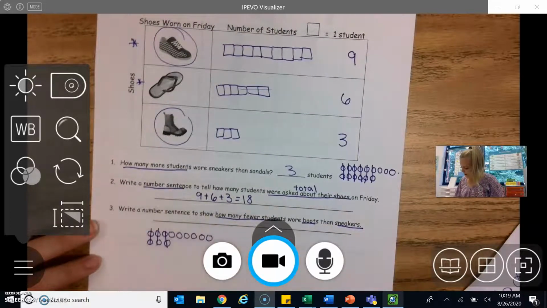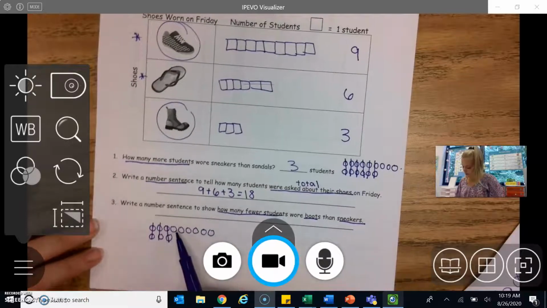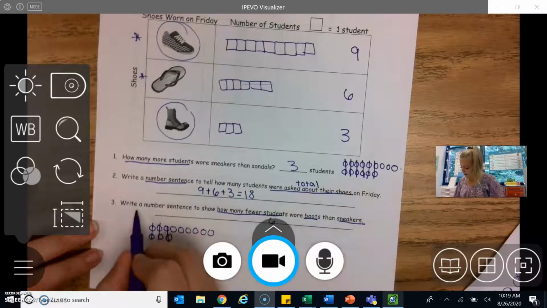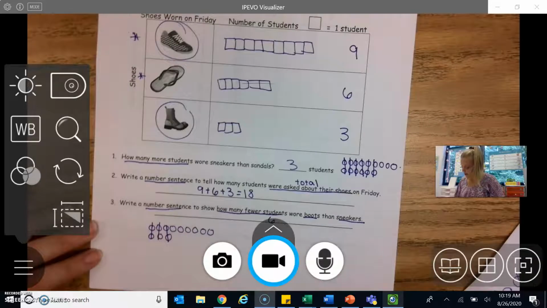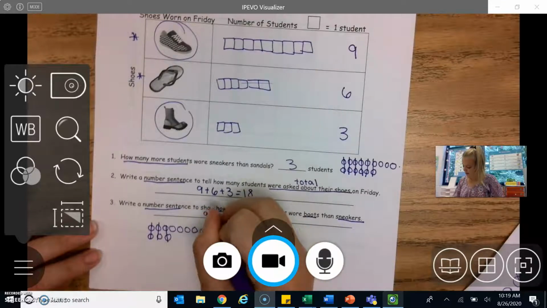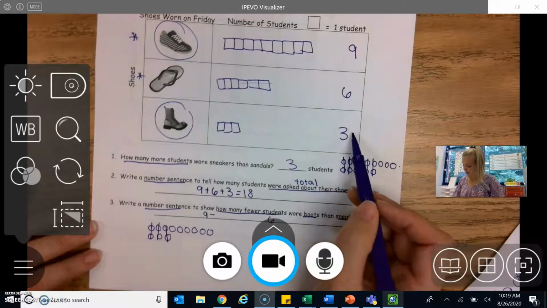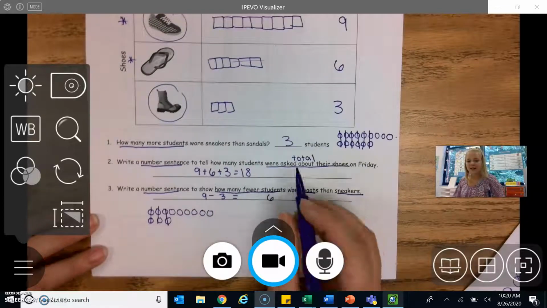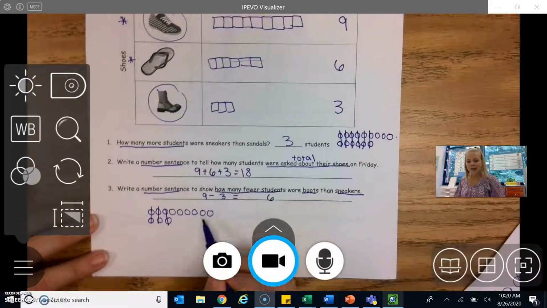Cross out our pairs. How many do I have left? 1, 2, 3, 4, 5, 6. I have 6 left. So 6 is my answer. But look, it wanted a number sentence. How could I have shown that with subtraction? You're going to start with your big number, and you're going to do 9 minus your small number, which would get you 6. We just figured it out a different way, but it's the same thing.